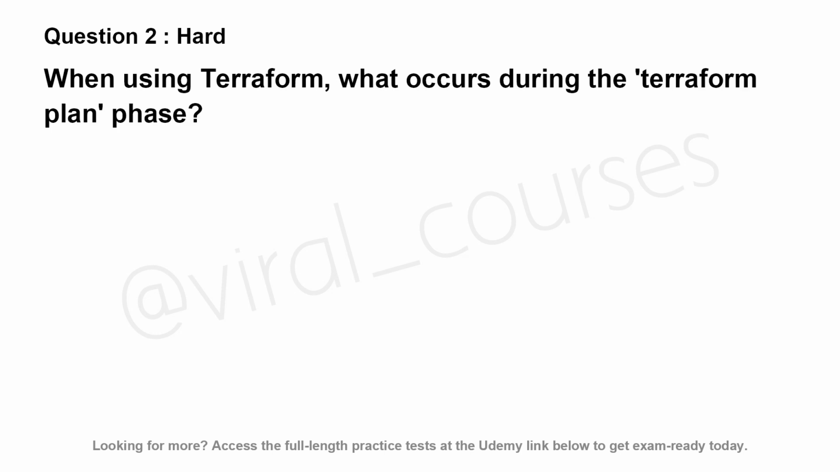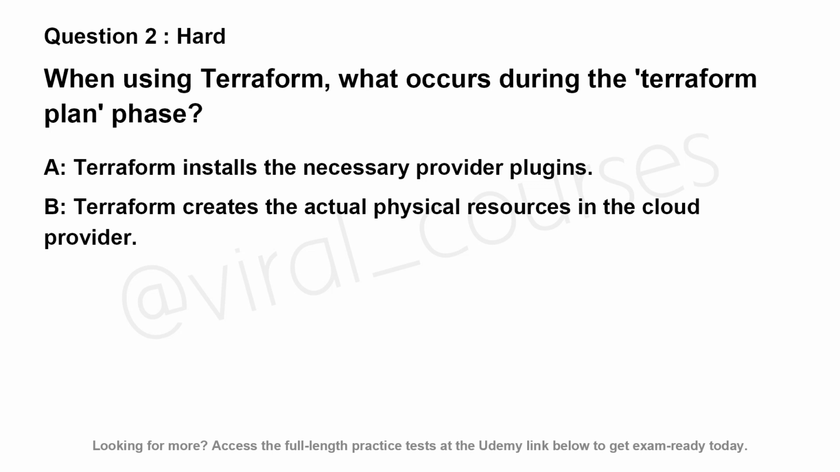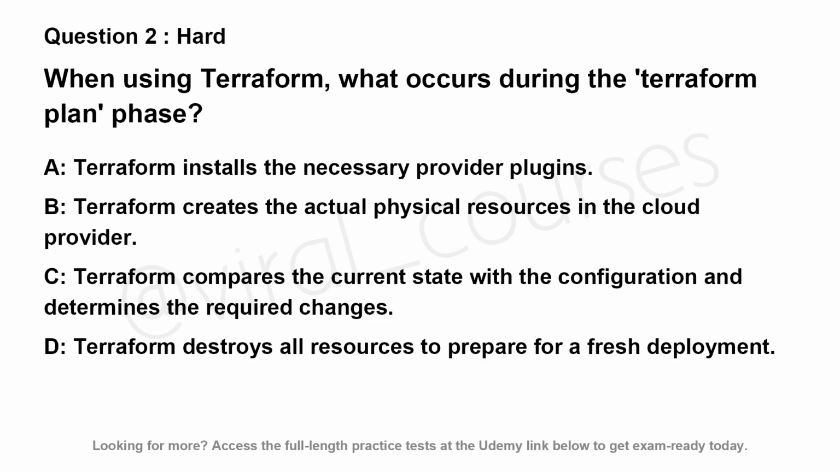When using Terraform, what occurs during the Terraform plan phase? Option A. Terraform installs the necessary provider plugins. Option B. Terraform creates the actual physical resources in the cloud provider. Option C. Terraform compares the current state with the configuration and determines the required changes. Option D. Terraform destroys all resources to prepare for a fresh deployment.